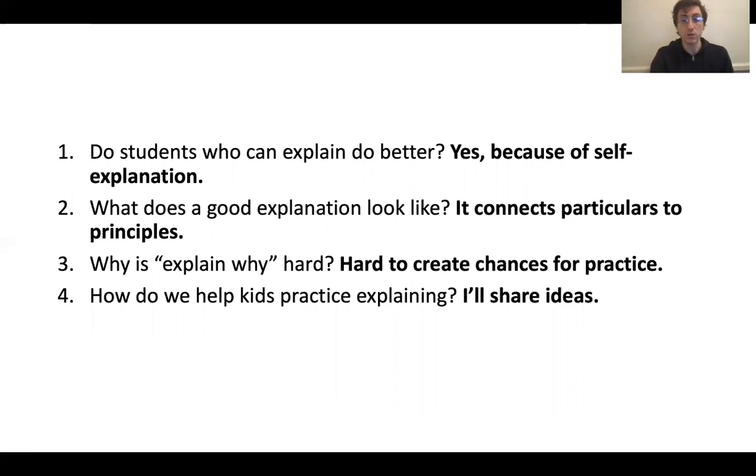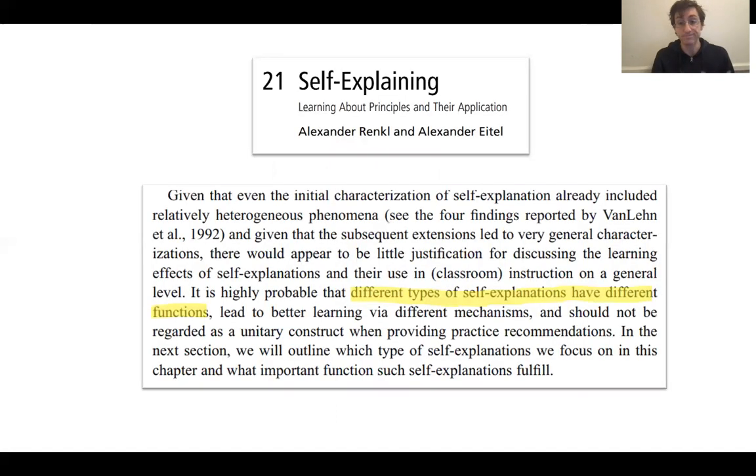Okay, but what does a good explanation look like? I argue that it connects particulars to principles. There's an interesting story here, which is that self-explanation research started in 1989 and ran through the 90s and early 2000s. It took a while for people to realize, and this happens in research sometimes, that even though lots of people were talking about self-explanation and studying it, they weren't always talking about the same thing. This is from more recently, from Renkl and Eitel, I hope I'm pronouncing the name right. They say, in a passage I've highlighted, that it's highly probable that different types of self-explanations have different functions. That is, the different types of self-explanations that researchers have studied aren't all doing the same thing.